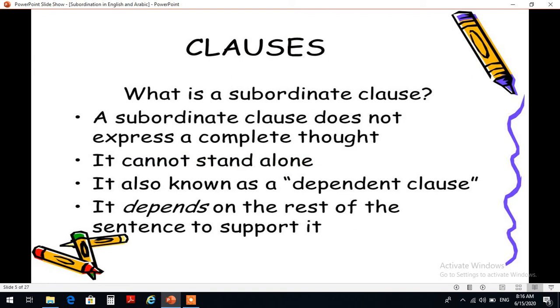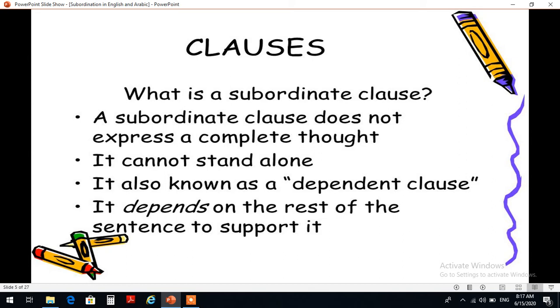Now, the type of clause which is used in a subordinating sentence is called usually a subordinate clause or a subordinating clause. So what is a subordinate clause? ما هي العبارة الفعلية التابعة أو بماذا تمتاز؟ So a subordinate clause doesn't express a complete thought. إذن نعني بالعبارة التابعة هي العبارة التي لا تعبر عن فكرة كاملة. It cannot stand alone. لا تستطيع أن تستخدم لوحدها لأن المعنى راح يكون بنقص.